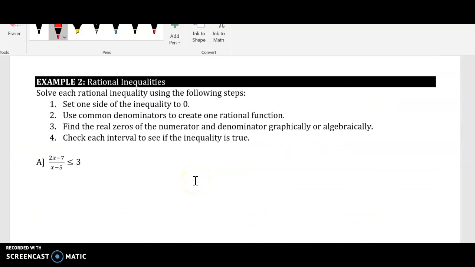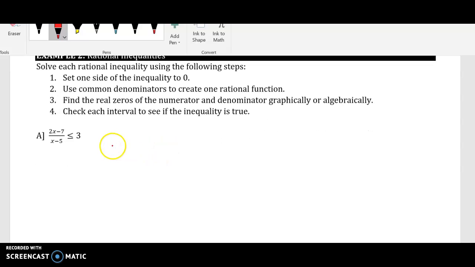Okay, so now what about rational inequalities? What about those? So it's really the same type of thing. We have to find our intervals. We have to set it equal to 0. So our first step, set this thing equal to 0. So 2x minus 7 over x minus 5 minus 3 is less than or equal to 0.